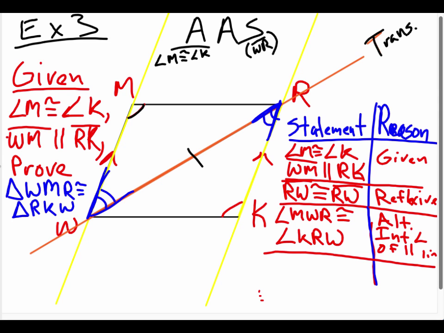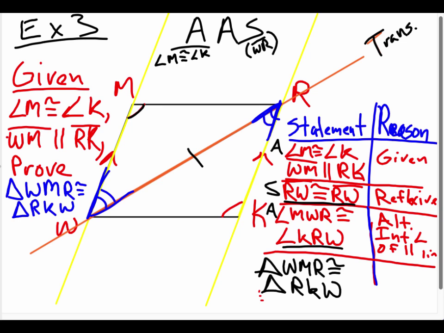And so I have my angle, right? Just to recap, I have an angle here, and I have another angle here, and then I have my side. If you were to write the proof, you might want to swap this step with this step, but it doesn't matter. So then I could say triangle WMR is congruent to triangle RKW by angle, angle, side postulate. Does that make sense?